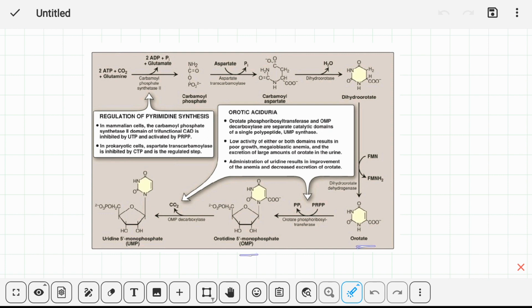Orotate is then converted into OMP in the presence of orotate phosphoribosyl transferase enzyme. OMP is then converted into UMP in the presence of OMP decarboxylase enzyme. So this was all about the formation of UMP.